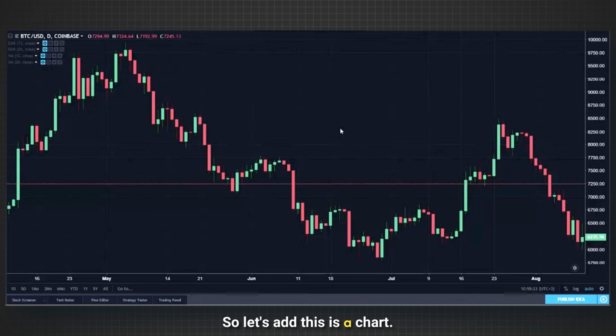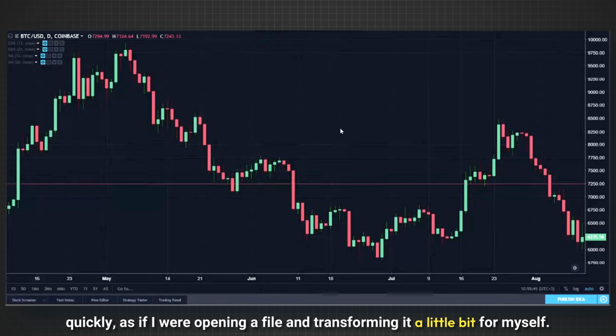So let's add, this is a chart of Bitcoin to the dollar. Let's add the MACD indicator to this chart. I'm going to call it MACD. I'm used to it. If we add anything, I hit slash. This is what the MACD indicator looks like. Let me reveal it. I press the left mouse button twice, quickly, as if I were opening a file and transforming it a little bit for myself.